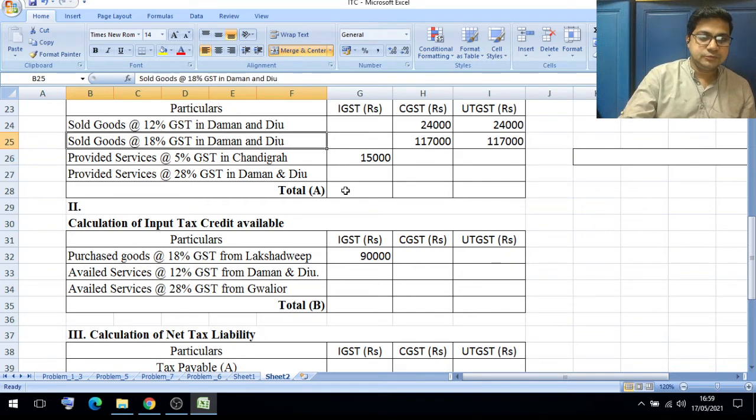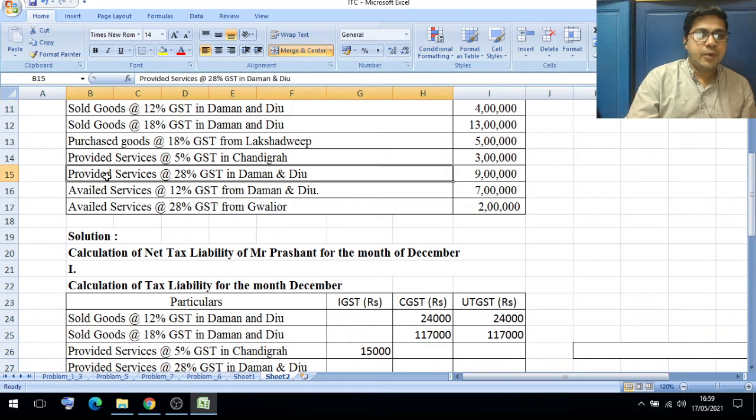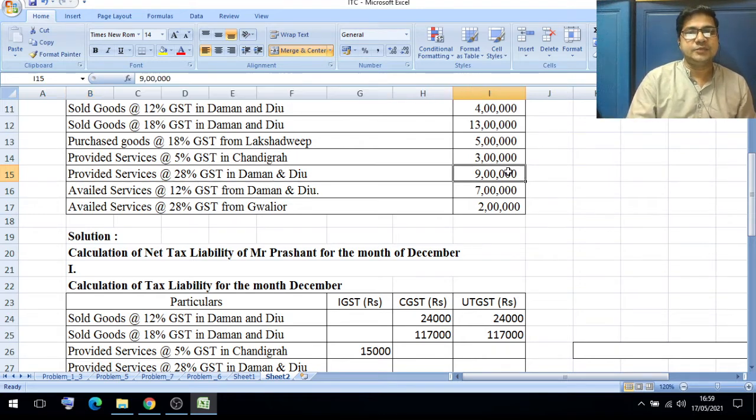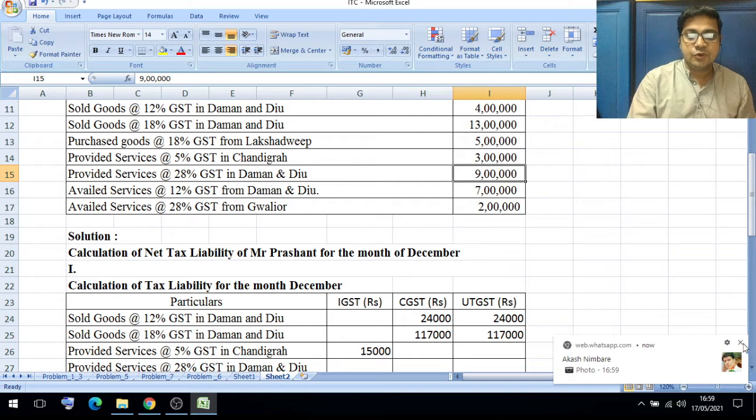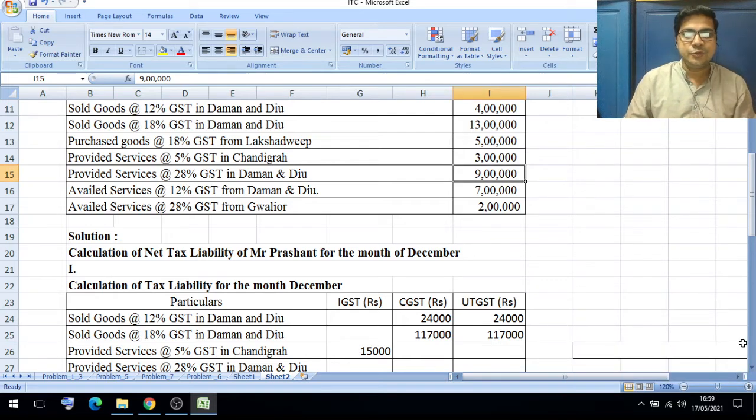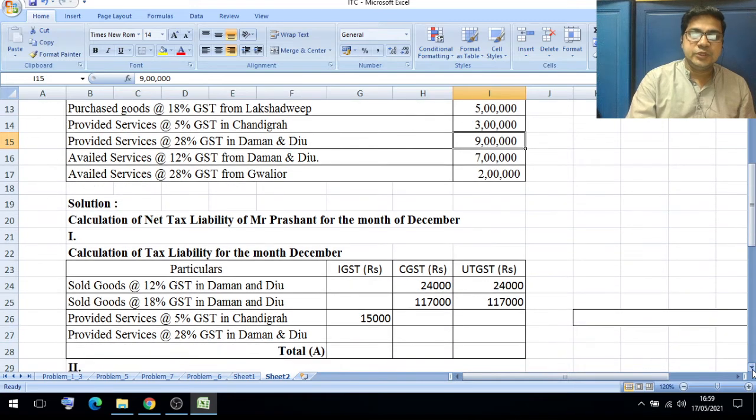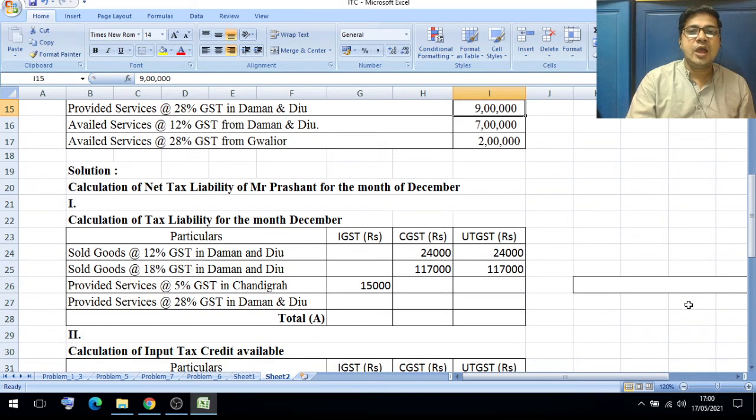Now next transaction. Provided services. He has sold his services at 28% GST in Daman and Diu, 9 lakh. It means Mr. Prashant provided the services within the Union Territory, because he belongs to Daman and Diu. He is a registered dealer in Daman and Diu, and he has provided services in Daman and Diu. So the service was provided in Daman and Diu within the Union Territory. Which tax is applicable? CGST and UTGST.